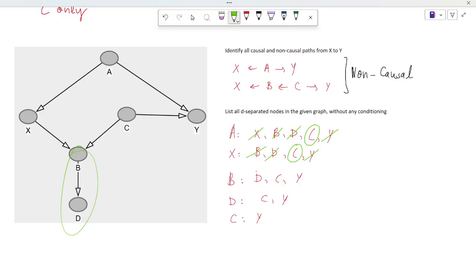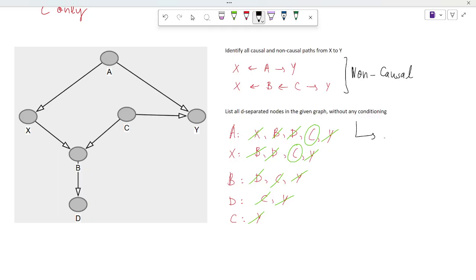Then I have B and D, which are directly connected. Then I have B and C, which are also directly connected to each other. Then I have B and Y, which are connected through a fork where C is the fork. Thus, this path is open as well. Then I have D and C, which are connected through a chain. And then I have D and Y. D and Y are connected through the same fork, that is C, which means this path is open. Lastly, you have C and Y, which are directly connected to each other.